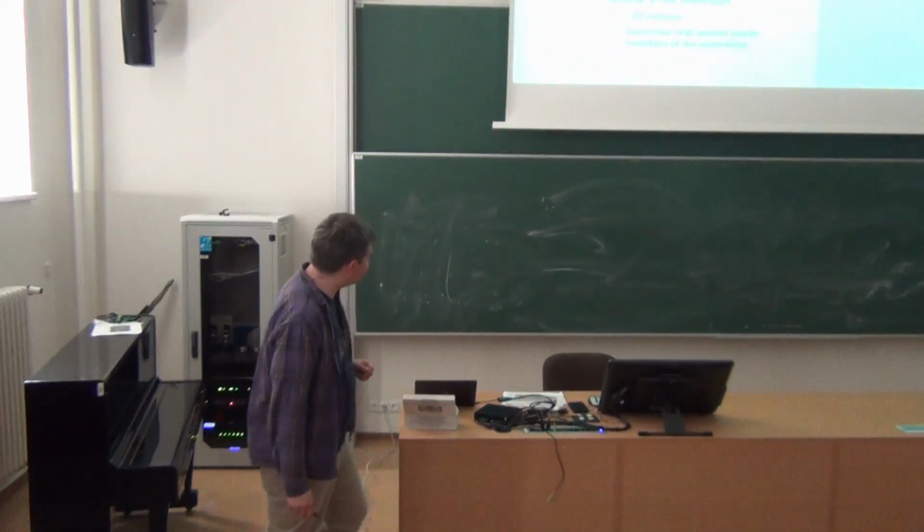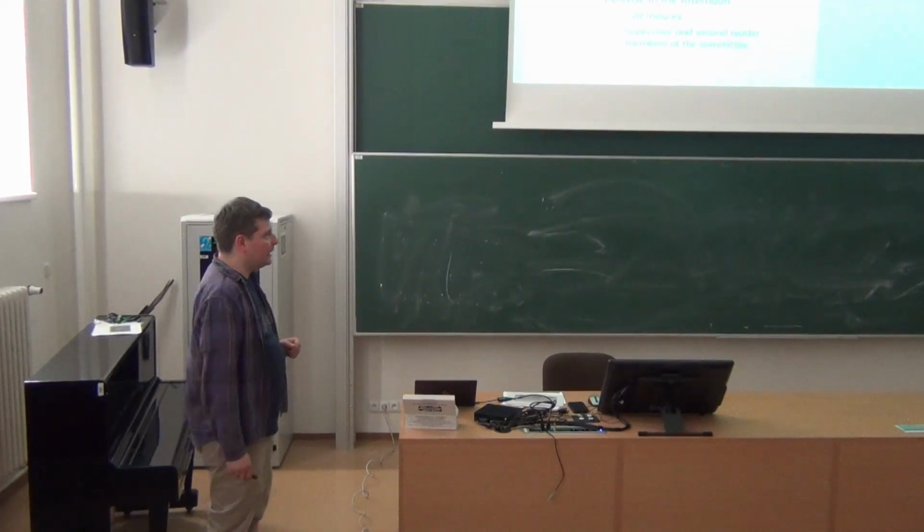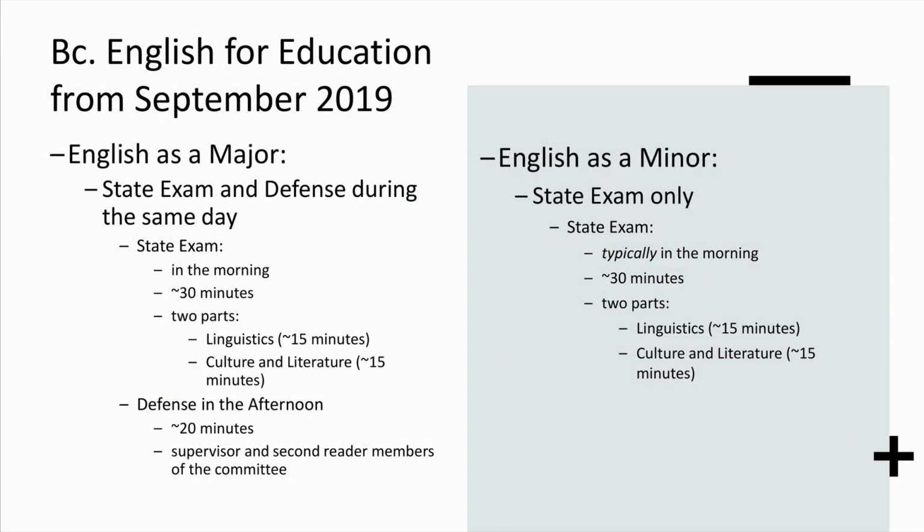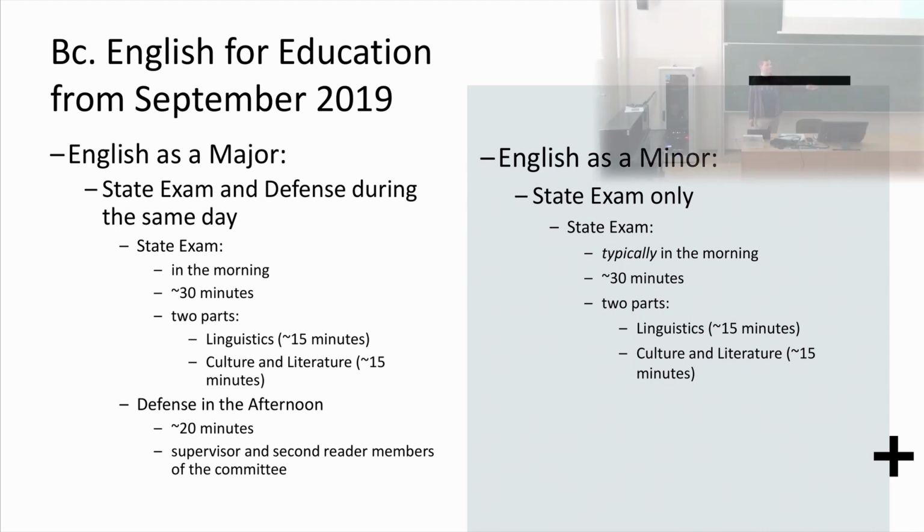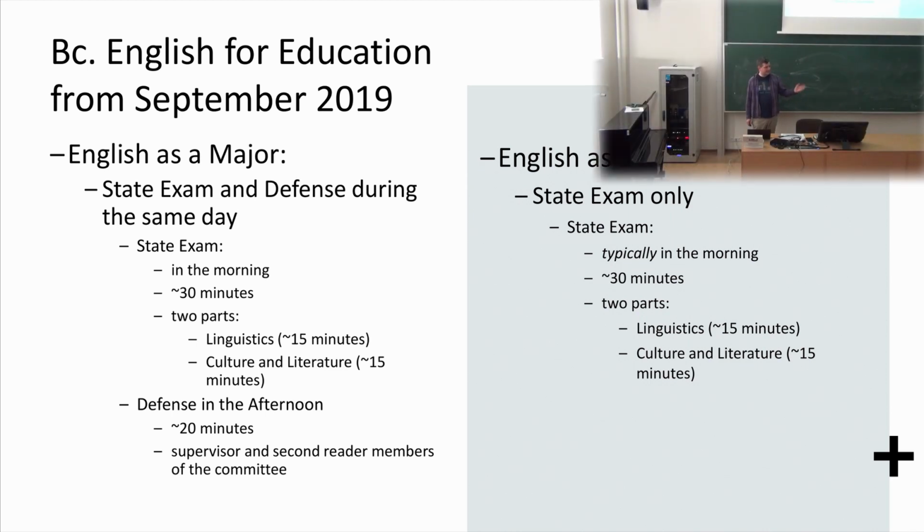So let's start with the bachelor's program. In the bachelor's program, basically you have two basic situations. This is what you see on the left and the right hand side. The basic situation is either you have English as your major, in which case you must write your thesis in English as well, or you have English as a minor, in which case you don't write your thesis in English.